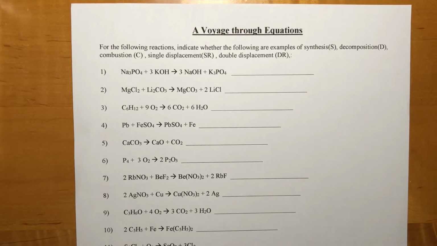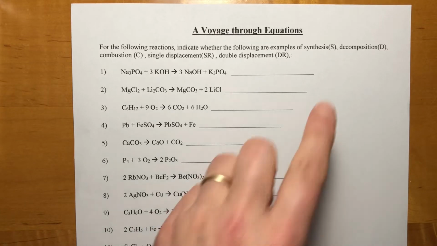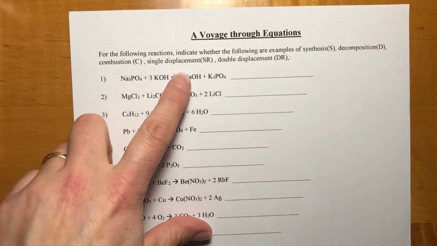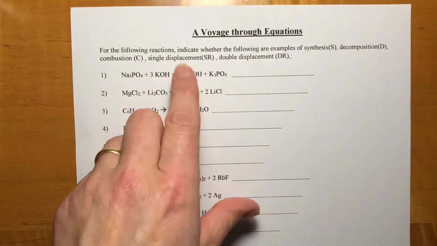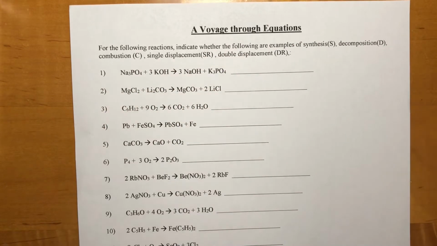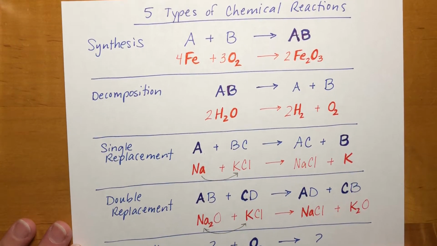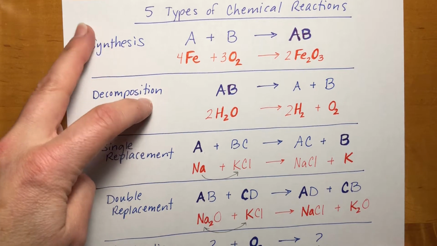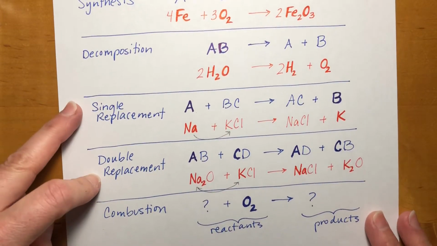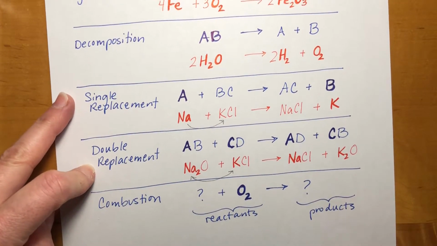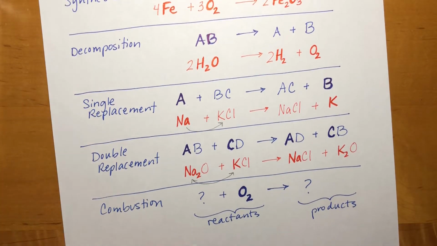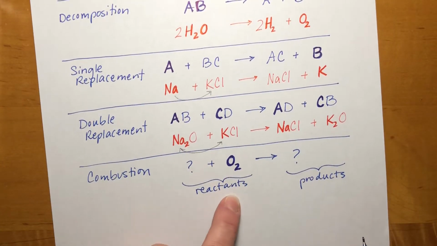This is page 15 in the packet. Hopefully this is getting to be pretty easy, figuring out which type of reaction you have. Synthesis, decomposition, combustion, single or double replacement. And notice this one says displacement. It's the same thing. So again, the review of the 5 types of reactions. Synthesis and decomposition being opposites. Single and double replacement being very similar. And then combustion involving oxygen as a reactant.